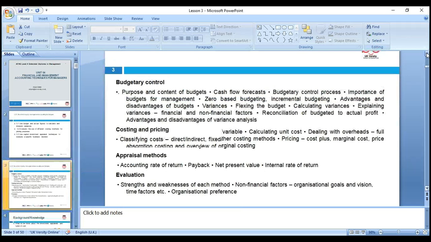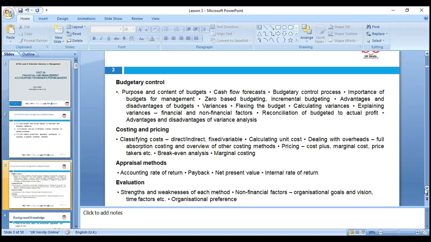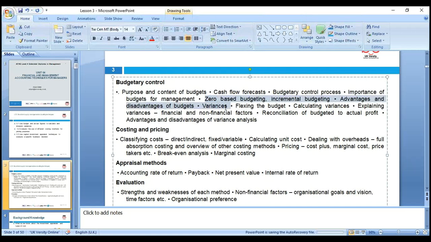Okay, so the indicative contents, what we're supposed to learn in today's lesson under this LO: budgetary control and budget. What is meant by budget? We'll discuss the purpose of budget, cash flow, cash forecast, budgetary control, different types of budget, zero-based budget, flex budget, variance, what is meant by variance, how we can prepare the reconciliation, and the advantages and disadvantages of preparing variance statements.